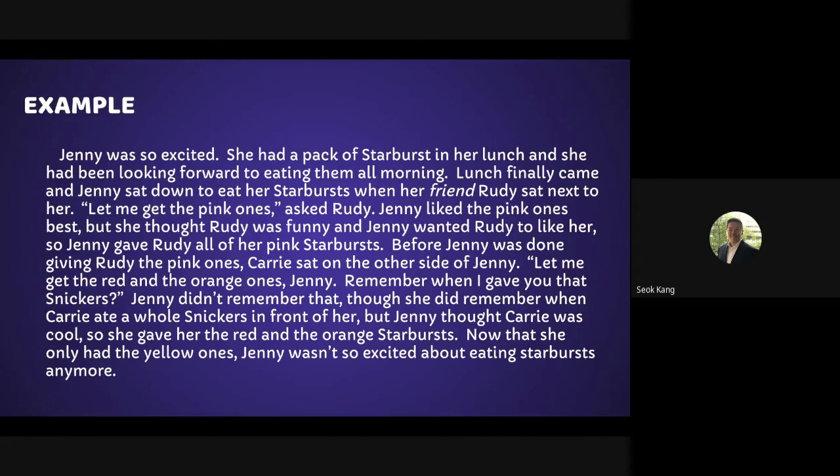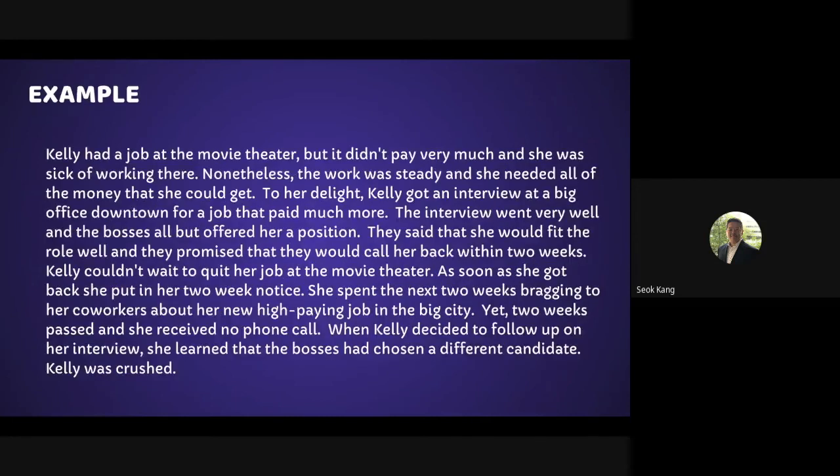Because it says Jenny wanted Rudy to like her, Jenny thought Carrie was cool, so she gave her the Starburst. She's giving Starburst so that she can make friends with them, right? So the theme, in my opinion, or the life lesson, is don't buy your friends. Hopefully that makes sense.